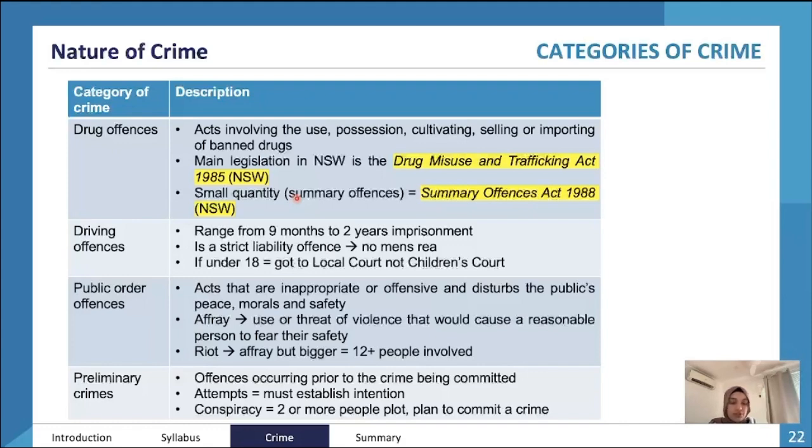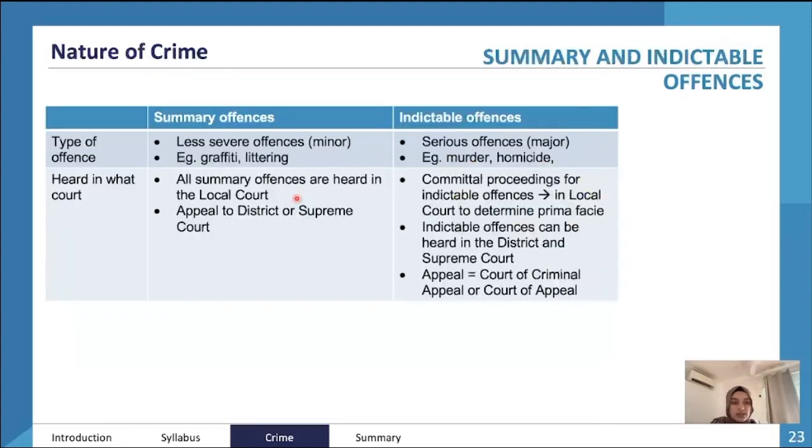Conspiracy, which is where 2 or more people plot, plan to commit the crime. Again, quite difficult to prove because you need to prove that they had planned it, they had intention, and so on. So it can be a lot more difficult to prove preliminary crimes compared to just the actual crime, which just requires actus reus. Okay. Hopefully that's making sense so far.